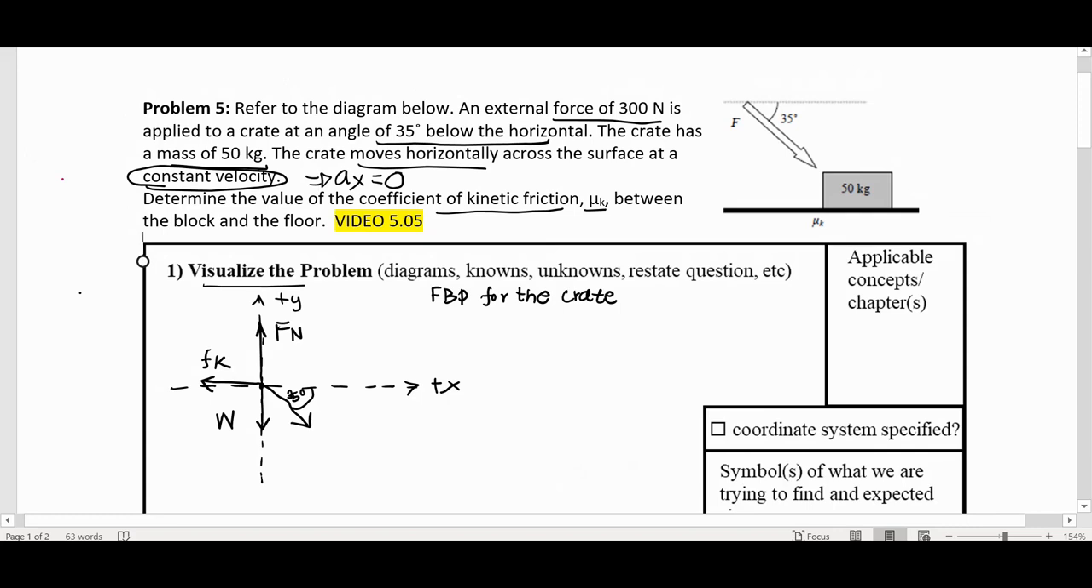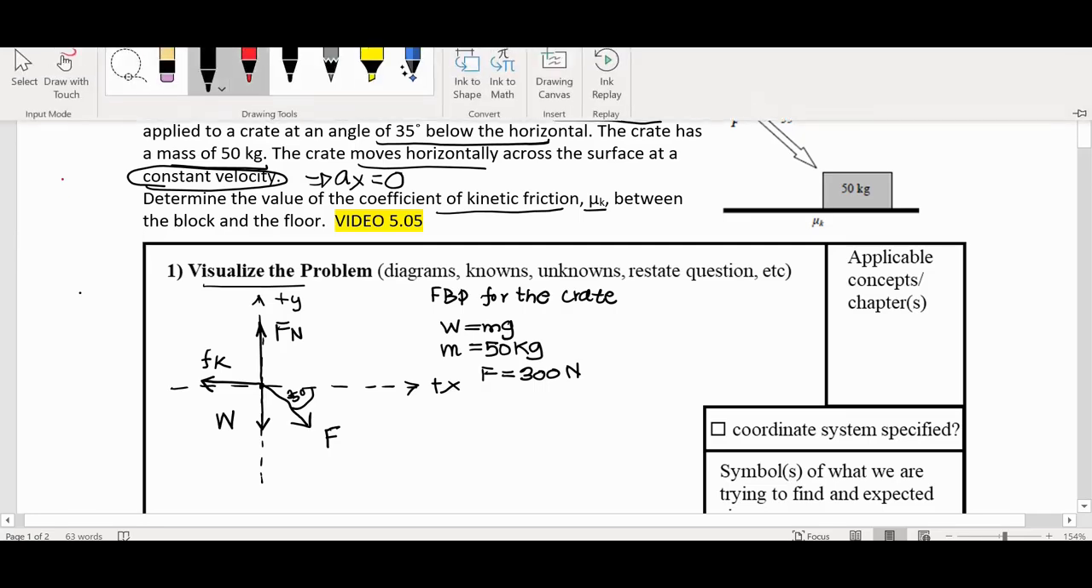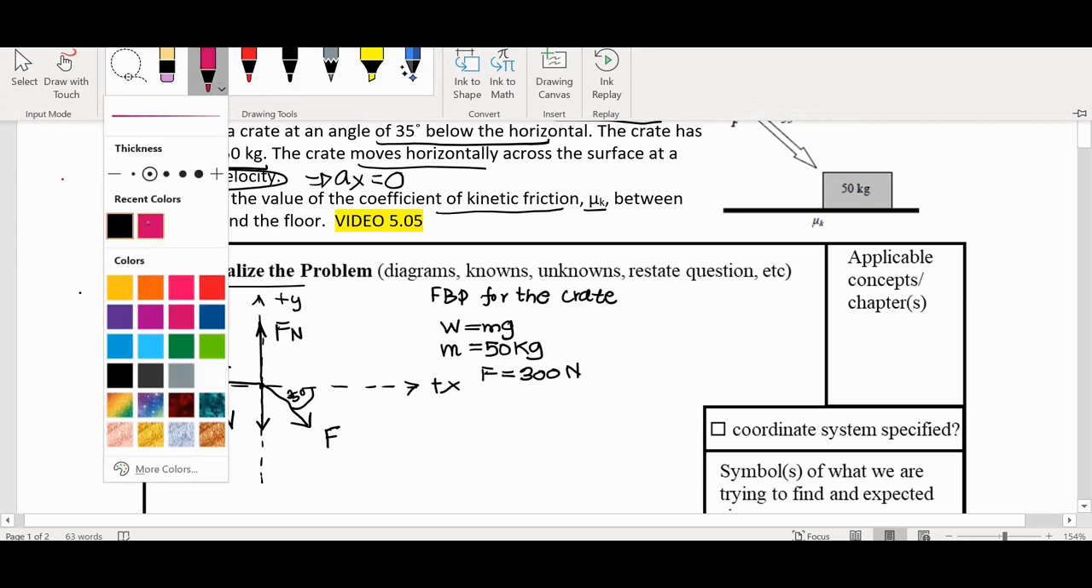And then again, weight is equal to mg. So mass is 50 kilograms, and then the next, the applied force is 300 newtons. It is given in the question. And again, we can look at this applied force. It is acting at an angle of 35 degrees below the horizontal.